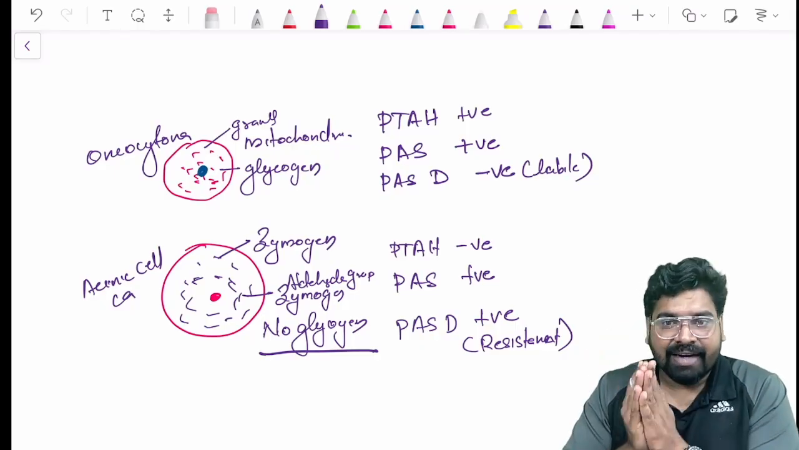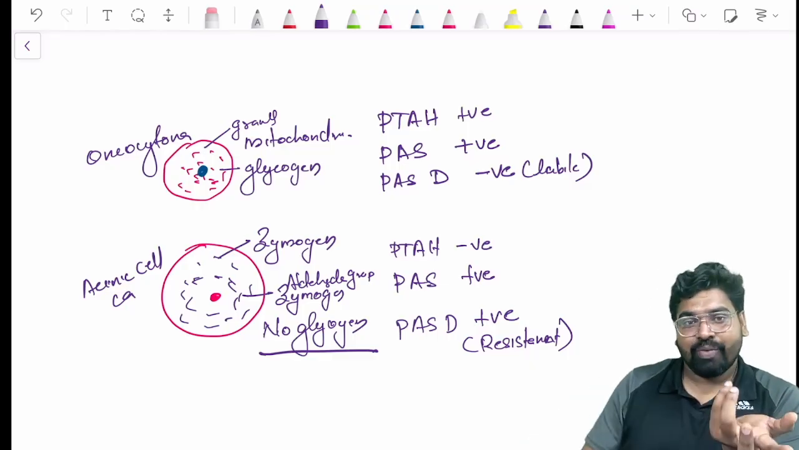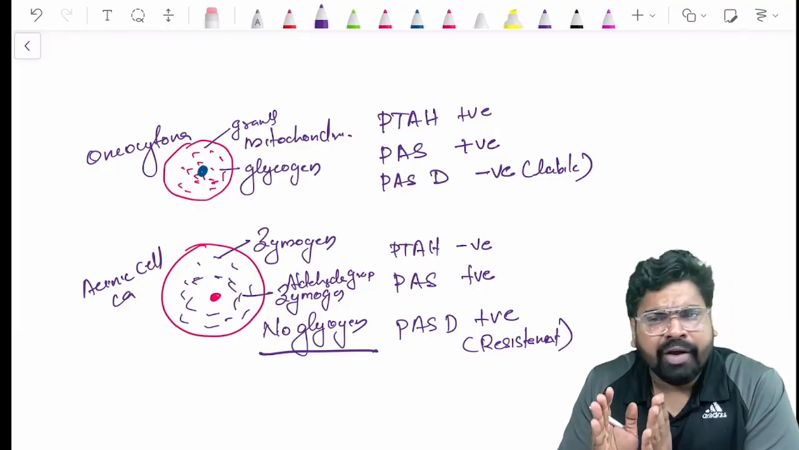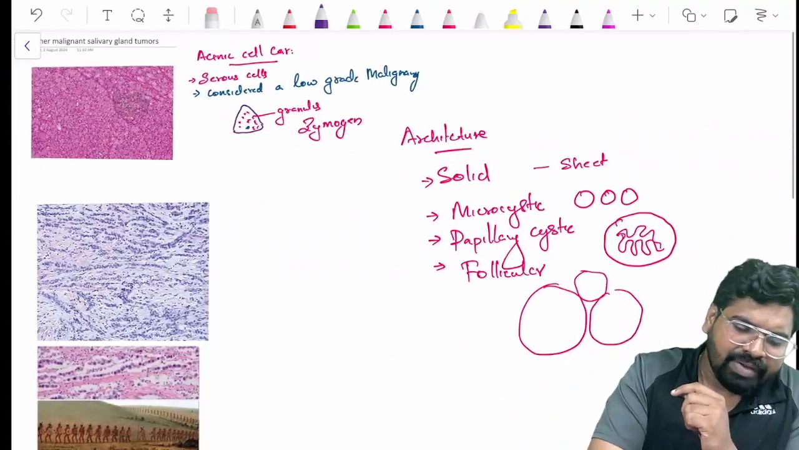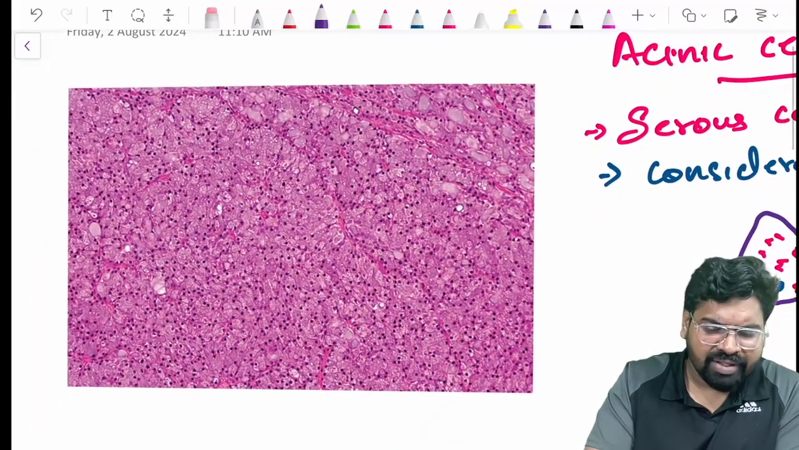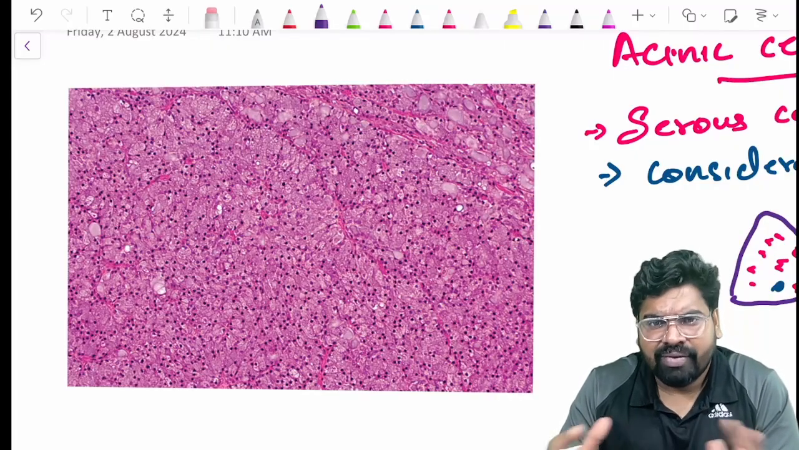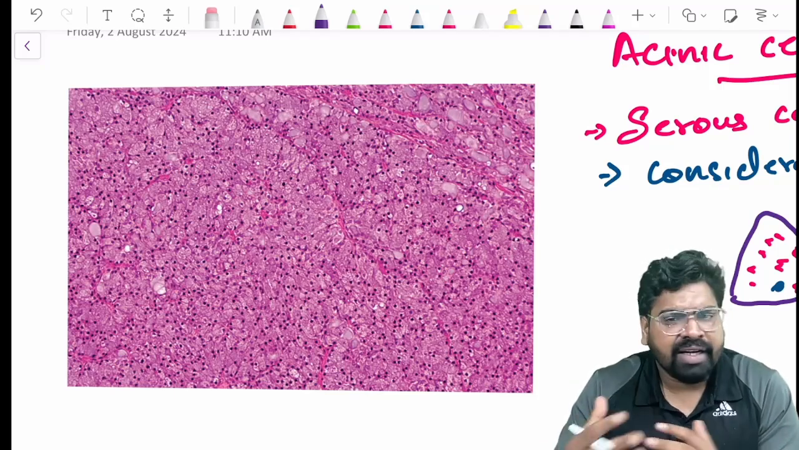Okay, please clear this concept. This is a statement based question. Differentiation of acinic cell carcinoma and oncocytoma is done by PAS diastase. I hope this is clear. That is about your acinic cell carcinoma, and this is the histological image. They won't ask you any question on the image of acinic cell carcinoma. This will also look like a granular cell, just like your oncocytoma. At first impression, we may feel that this is oncocytoma. So it doesn't matter.